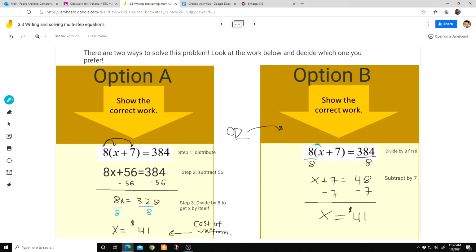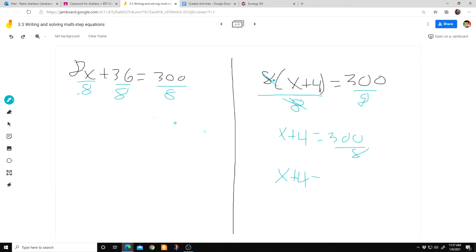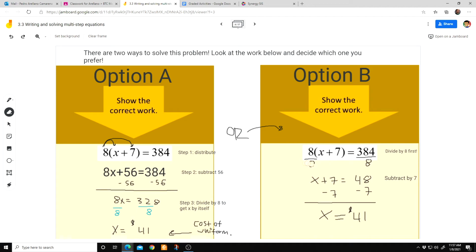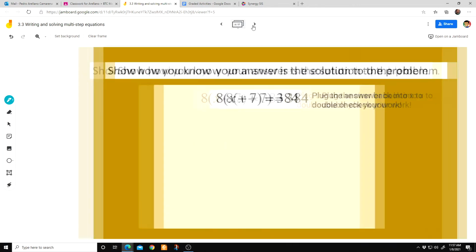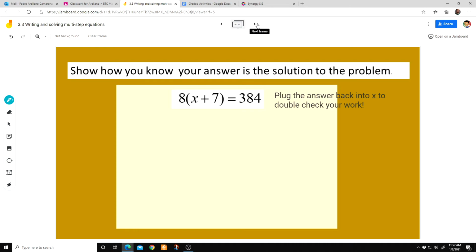Instead of distributing and then subtracting and doing that whole thing, you can just divide by 8. It's not going to divide everything because remember, when you divide everything by 8 here, let me just show you. These are going to cancel. The parentheses are separating those. 384 divided by 8 is 48. You're left with what was in here, and then you subtract the 7 to both sides, and then you can go through and continue on.